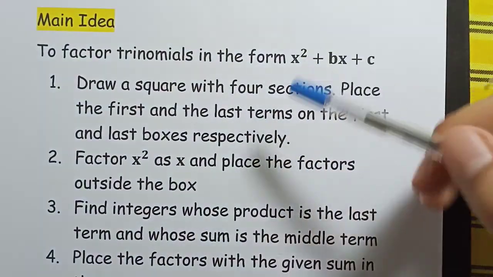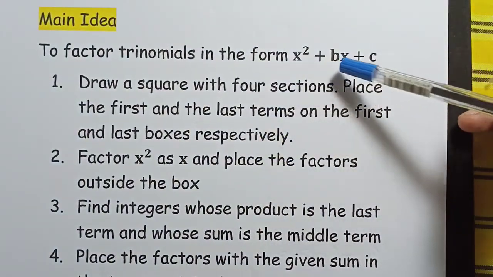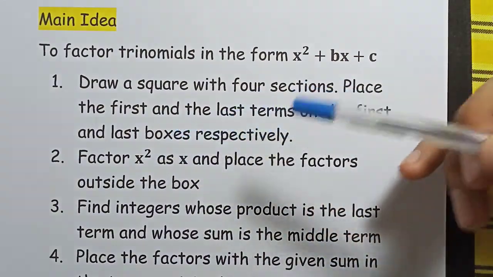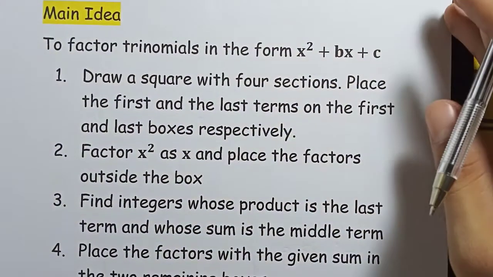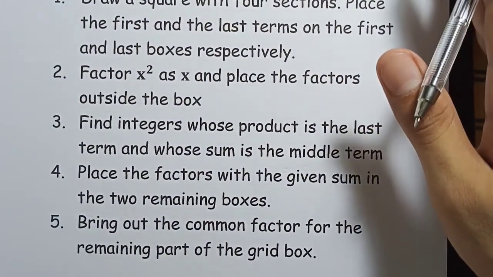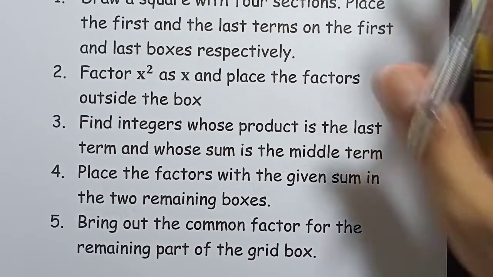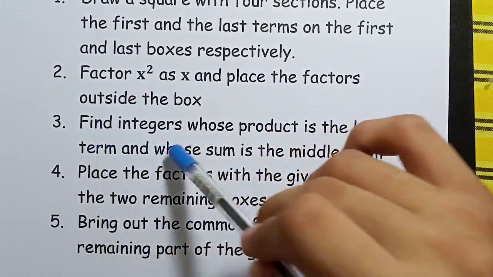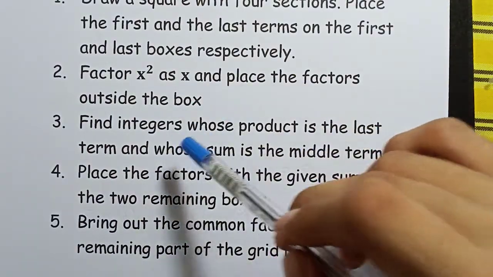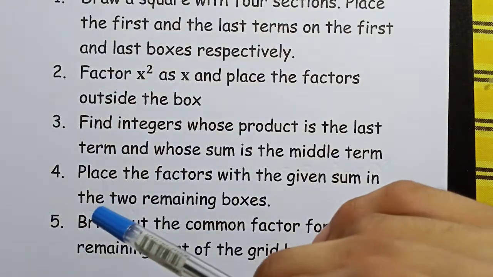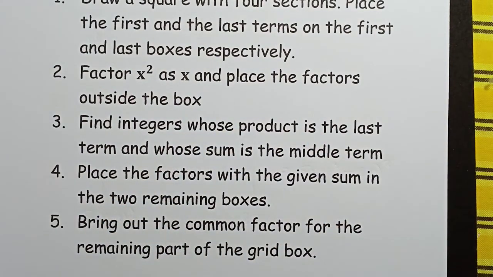To factor trinomials in the form of x squared plus bx plus c, draw a square with 4 sections. Place the first and the last terms on the first and the last boxes. O, basahin lang. Ito rin yung sinabi sa book ninyo. Number 2, factor x squared as x times x. Find the integers whose product is the last term and whose sum is the middle term. Place the factors with the given sum. Bring out the common factor for the remaining part of the grid box.